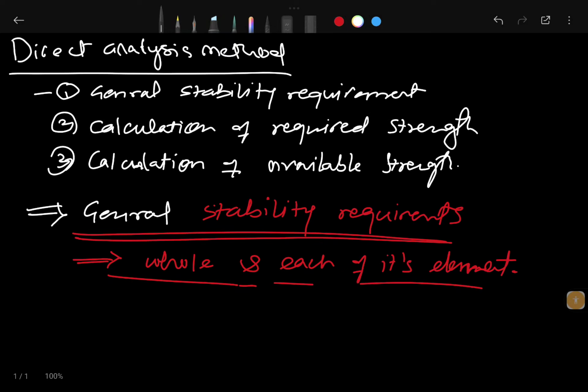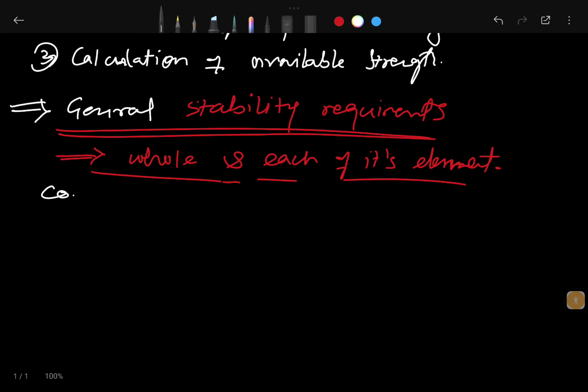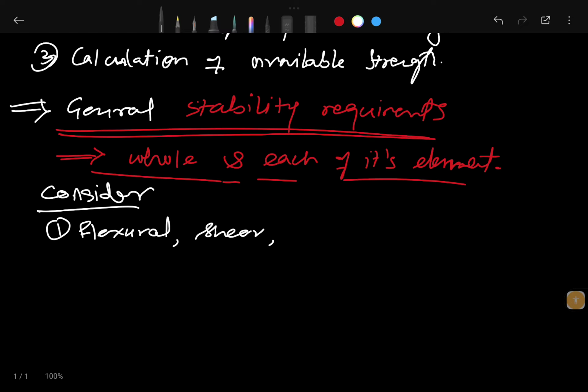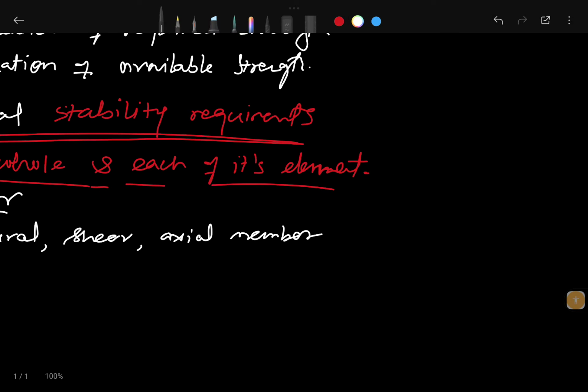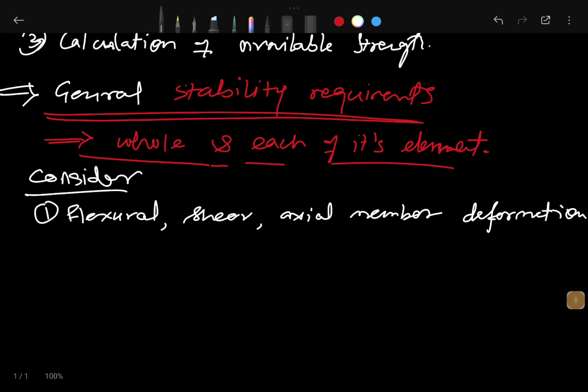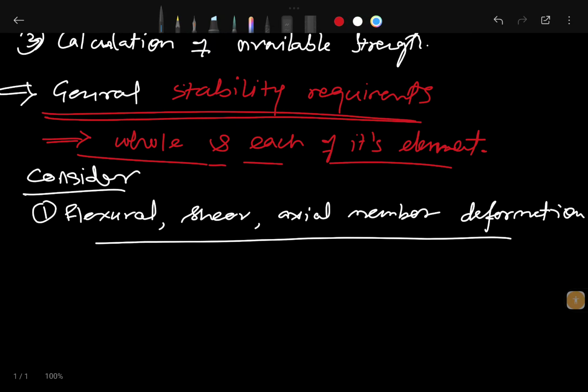The effect of all of the following on the stability of the structure and its elements shall be considered. First, flexural, shear, and axial member deformation. These three points we consider when we design for stability.